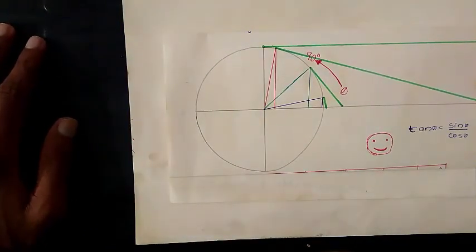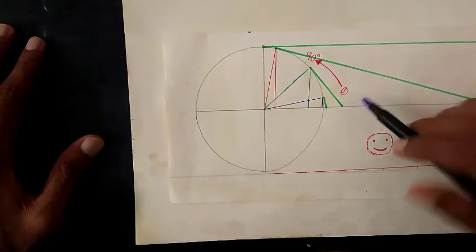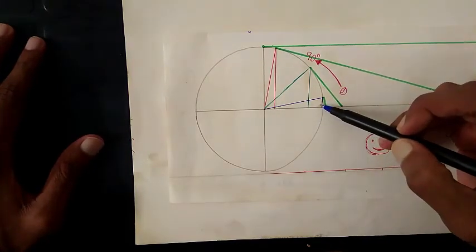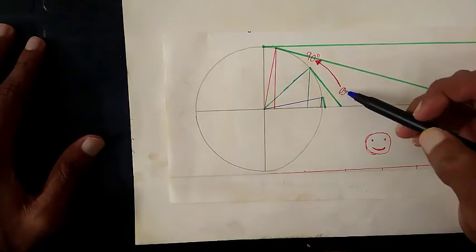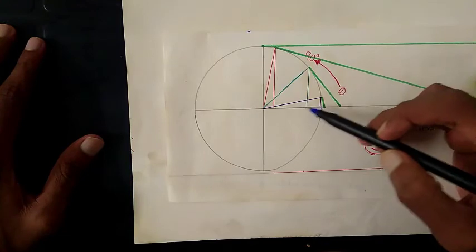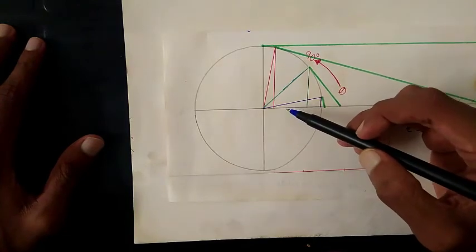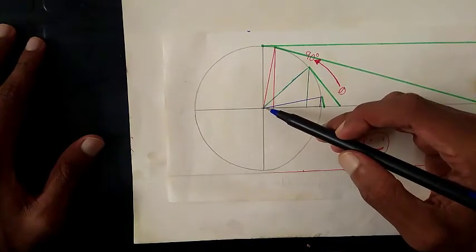With the same logic, what happens to cos theta? Cos theta is the base length, right? So the base length is decreasing. As you can see, the base length is decreasing. So at 90 degrees, the base length, which is cos theta, will be 0.